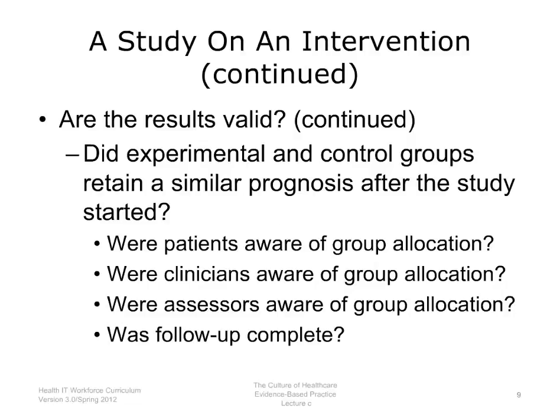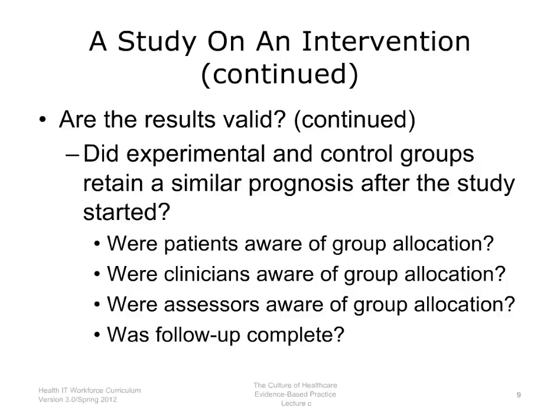There are more questions to ask about the validity of the results. In particular, did the experimental and control groups retain a similar prognosis after the study started? Were the patients aware of what group they were allocated to? Were the clinicians aware? Or were the assessors, or the people judging the output of the study, aware?